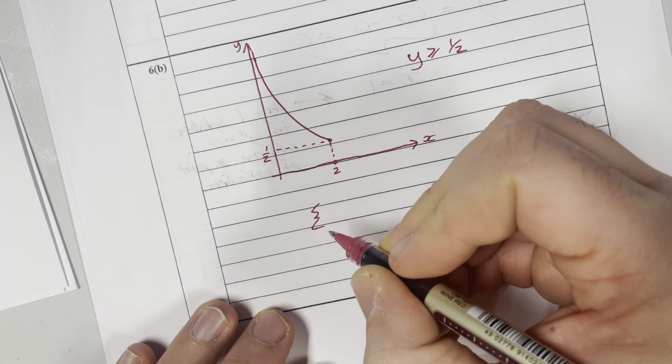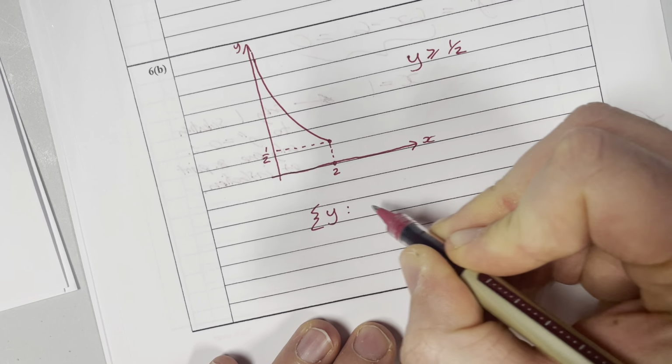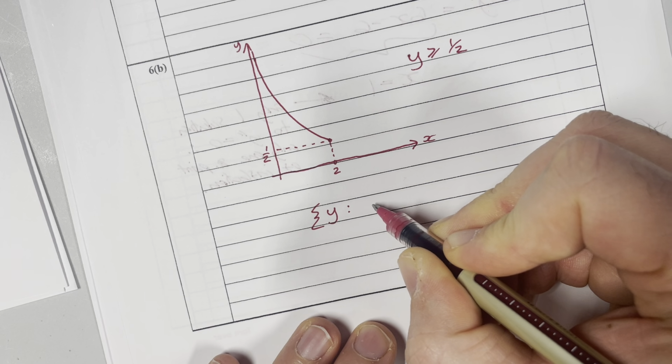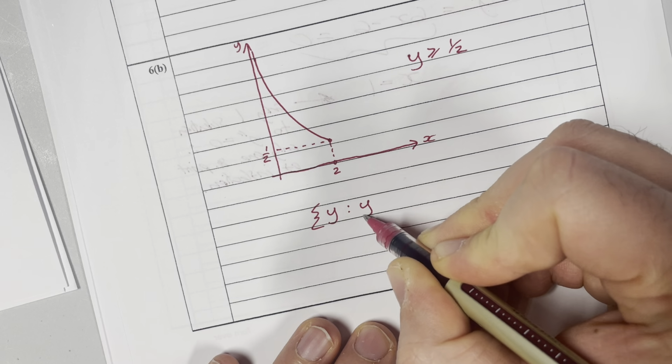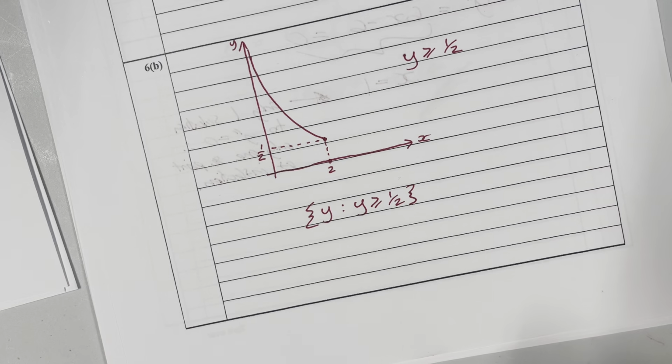I would say something like y is defined such that y is greater than or equal to a half. That would score the mark.